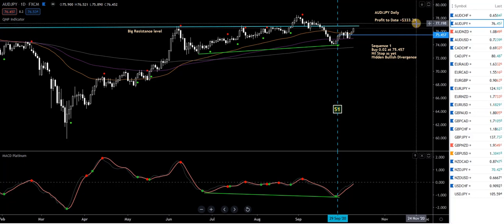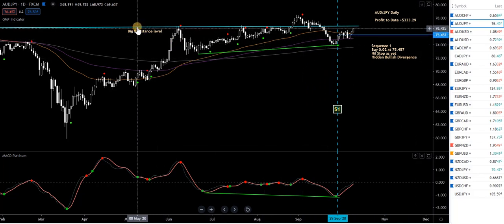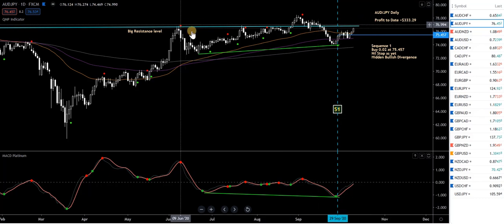And all this profit is based on a 0.02 lot. So it's not much, it's only $333, whatever. But at 20 cents a pip, it's a lot of pips. So we're doing all right here. You can see the blue line here is a big resistance level.